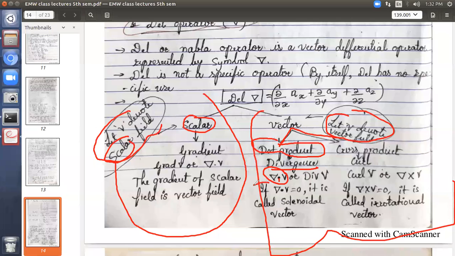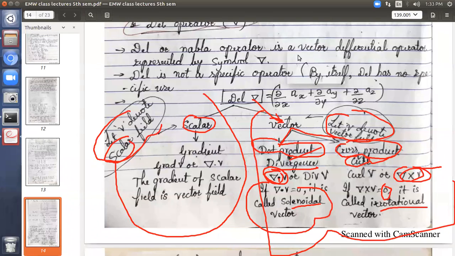And this is a special case. This divergence, if the answer you get is 0, we call it a solenoidal vector. And if the del operator is used with a vector, that too as a cross product, we call it curl of V or del cross V. See, del dot V and del cross V, divergence and curl. And if this curl is equal to 0, it means an irrotational vector. It is called an irrotational vector.